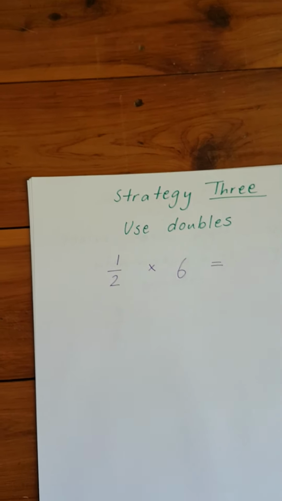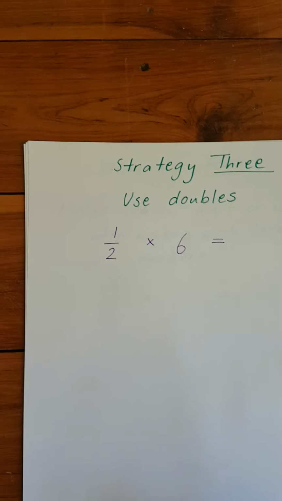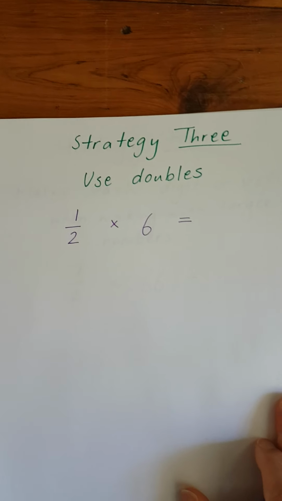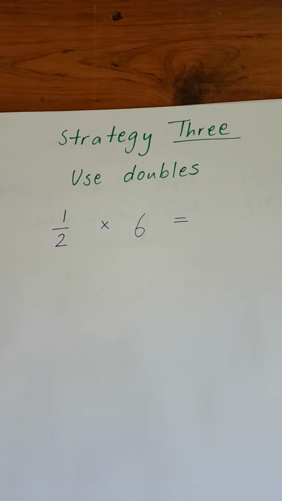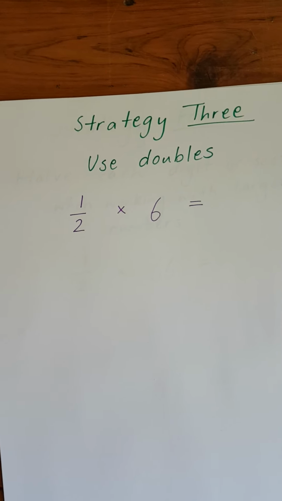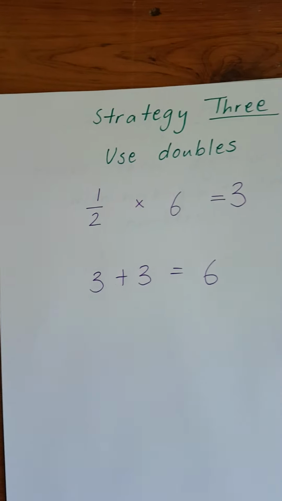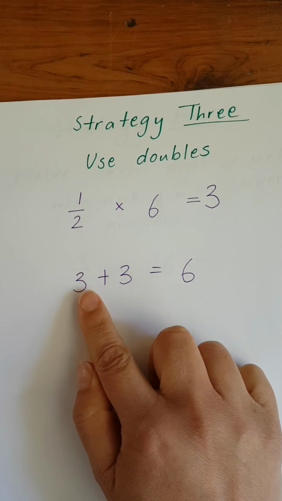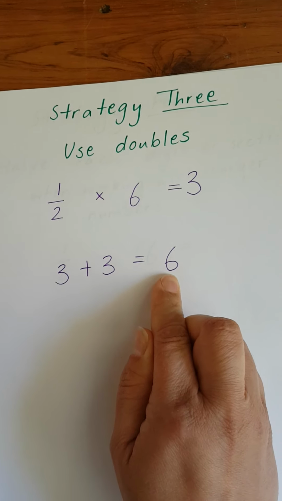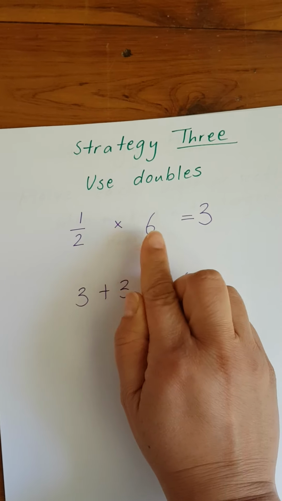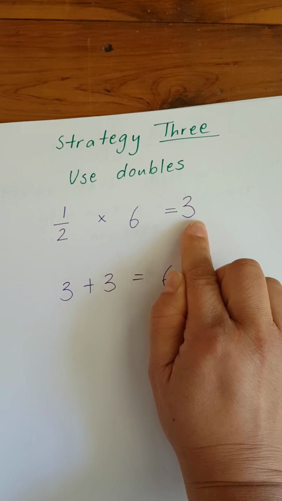But I could show that in a different way. So I actually know in my head that half of 6 is 3 because I know that 3 plus another 3 equals 6. So here I've written it down to show my working out. 3 plus 3 equals 6. Therefore, half of 6 equals 3.